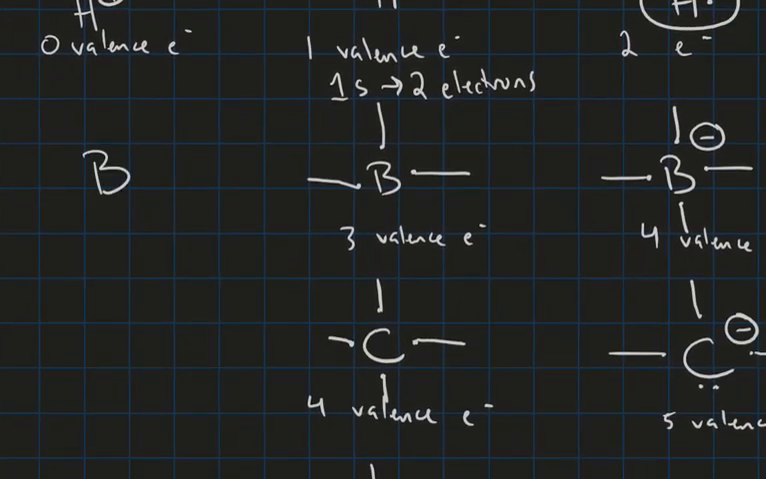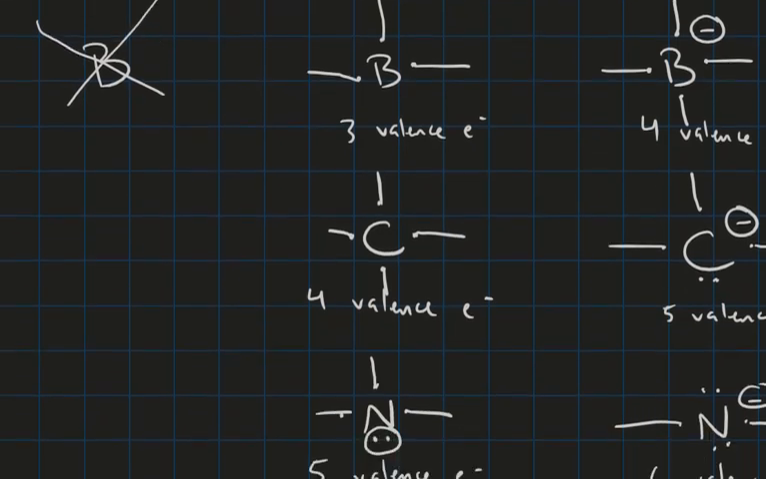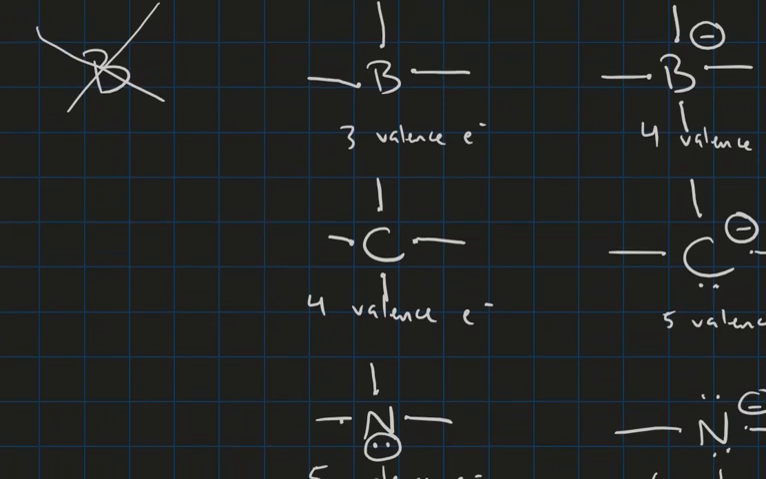Now boron surprisingly doesn't have a positively charged form. So we're just going to kind of ignore this. Just know it has its neutral form and it has its negatively charged form. We don't need to worry about this positively charged boron. It's a little funky. It doesn't really happen.